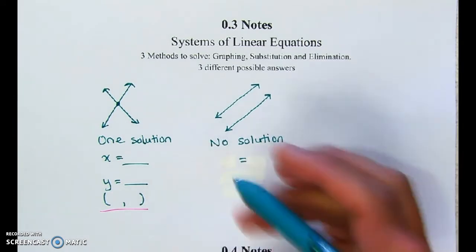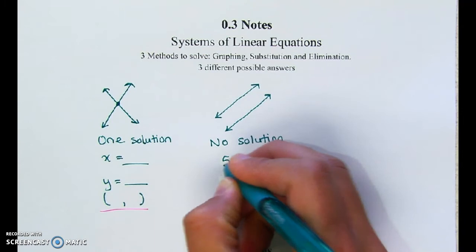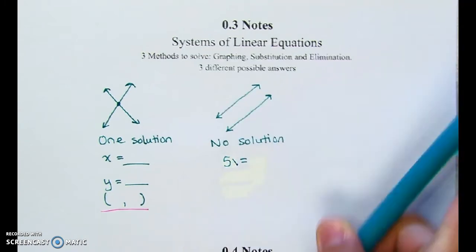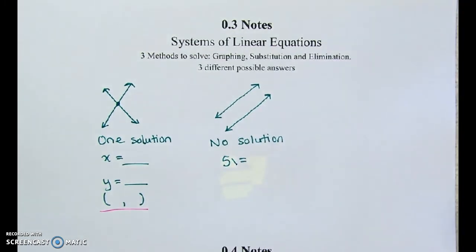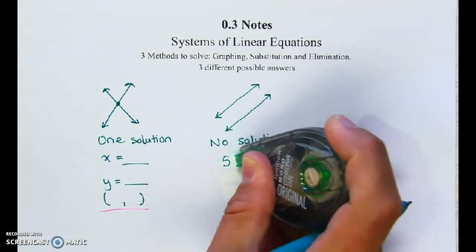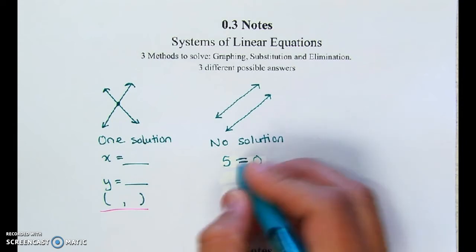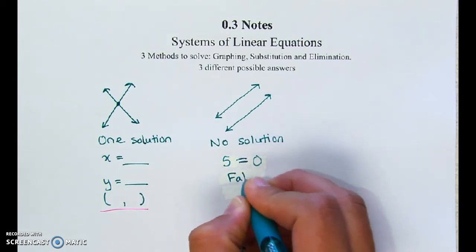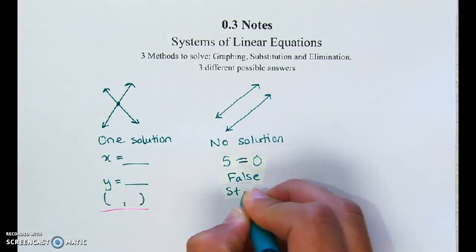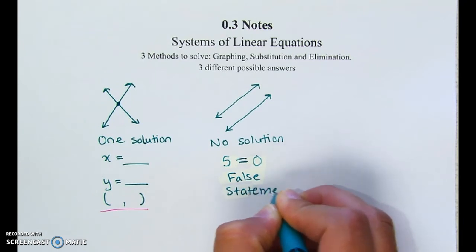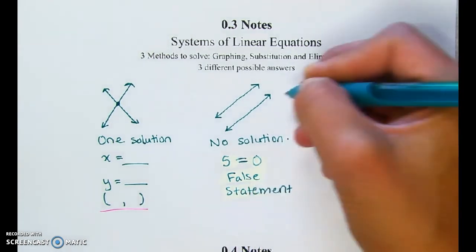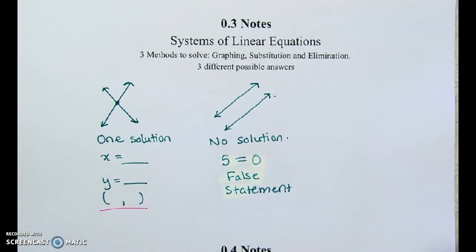So a no solution means you get something like 5 equals 0. Hi friends, does 5 equal 0? No, that is a false statement. If you get a false statement, then it's no solution and the lines would never intersect.